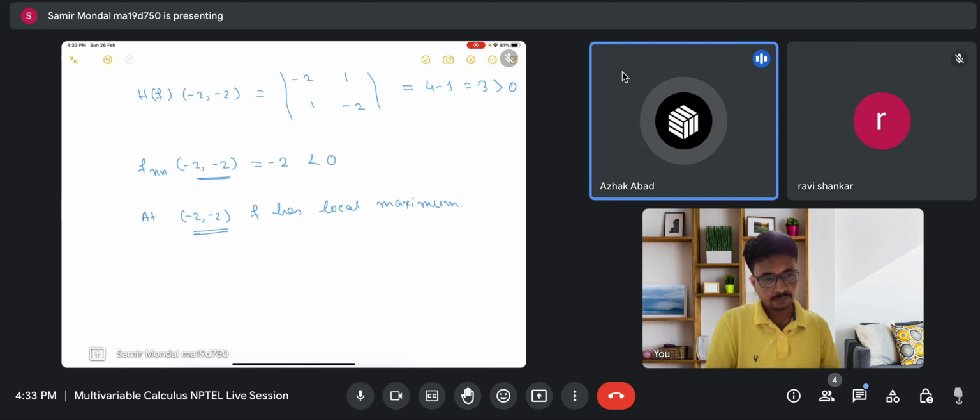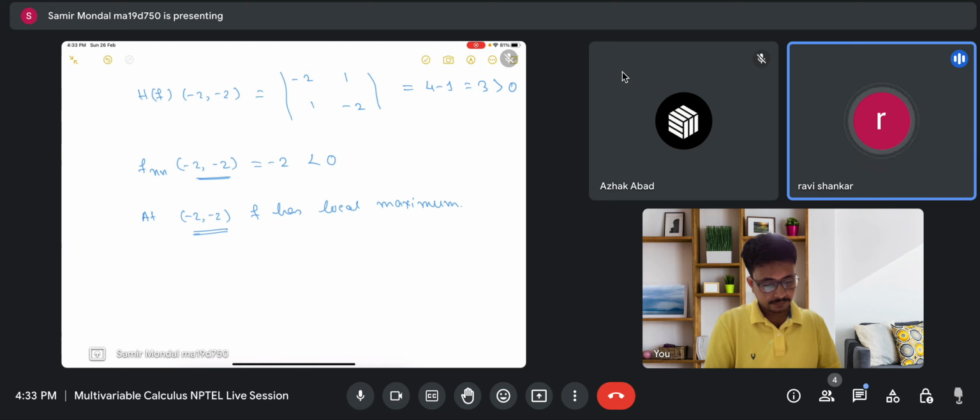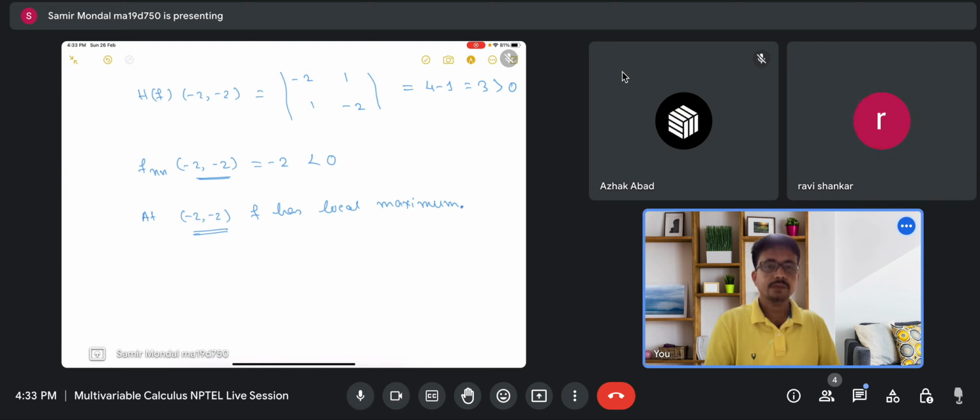It should be the absolute maximum if there are no other points. Suppose there is only one, then it is absolute. Yes, I agree. This is your interior point. No boundary point is there in R2. This is the only interior point, and this one point is the local maximum.